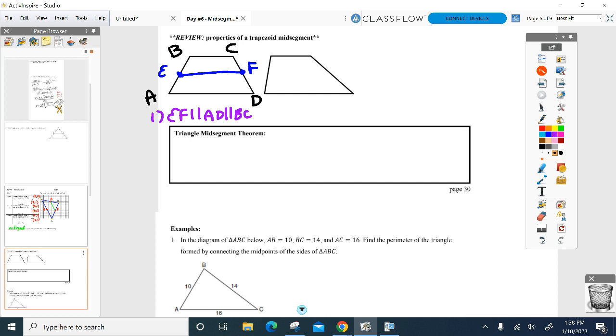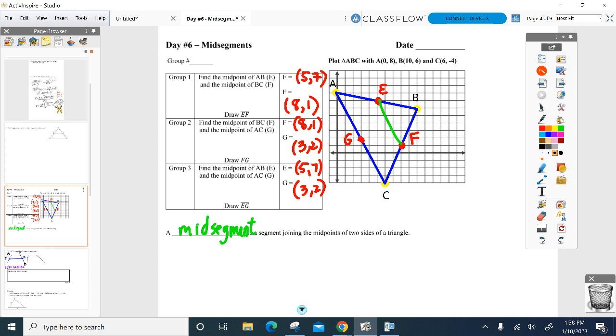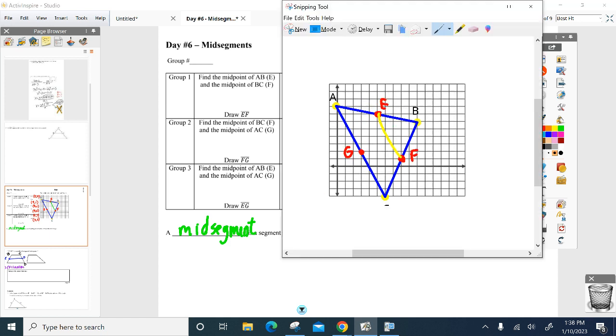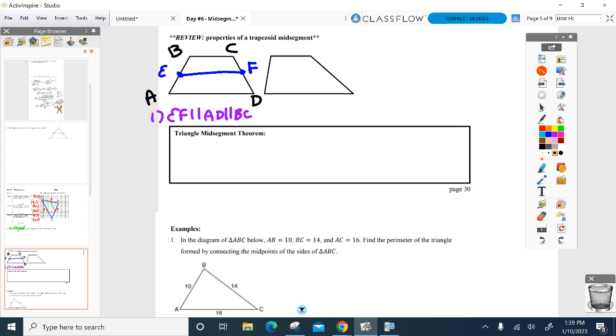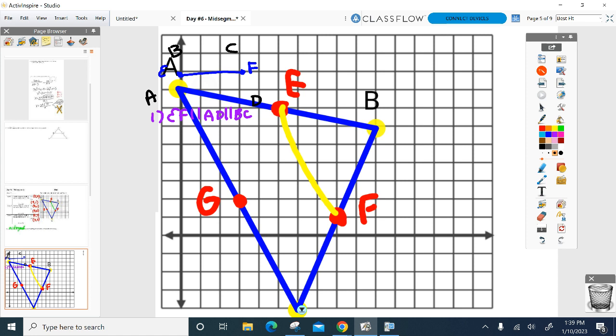Okay, go back to your triangle's midsegment. Let me actually, give me a quick second here because mine's on the other slide. Let me copy it. Oh, it's already there. Copy. Edit, paste. Whoa, whoa, whoa. Don't need that.